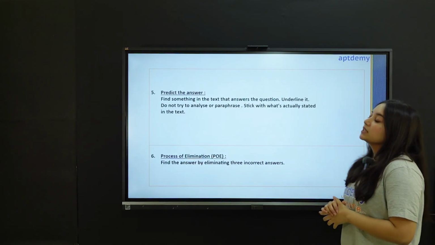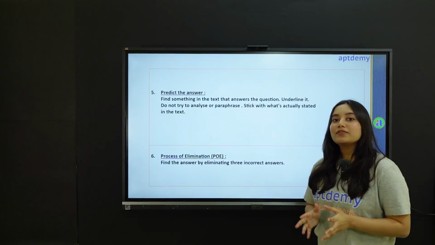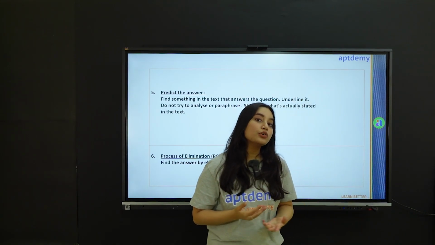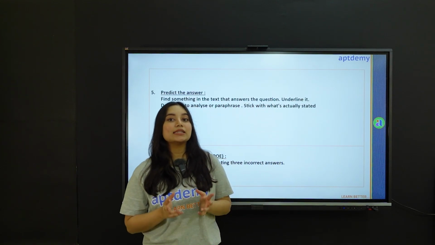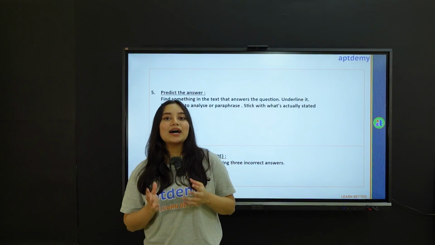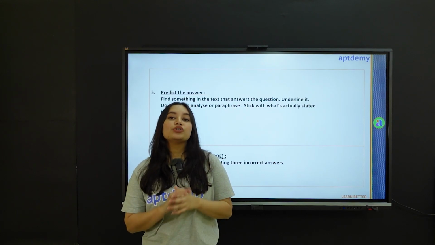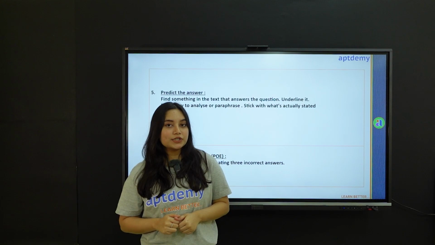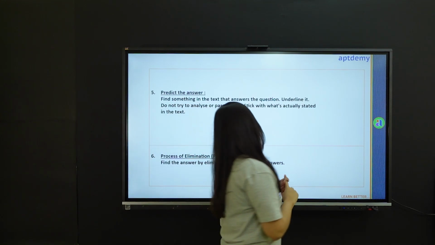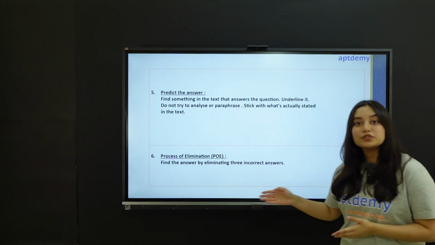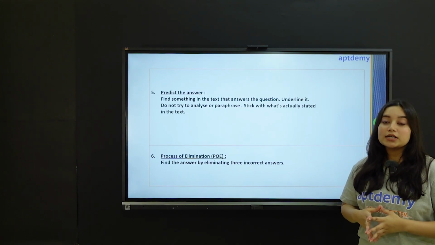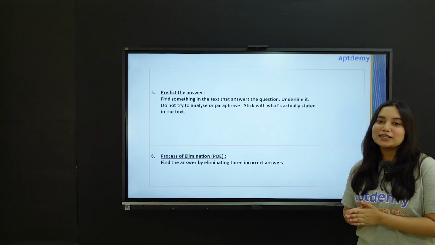Next is predict the answer. You should always have a basic answer in mind. Always remember, if you don't know what you're looking for, you will feel lost in the options. So having an answer in mind helps you to locate what exactly you are looking for. It also helps in the process of elimination, which is the next step that we are going to use. Process of elimination saves a lot of time for us to not get lost in the answer choices.